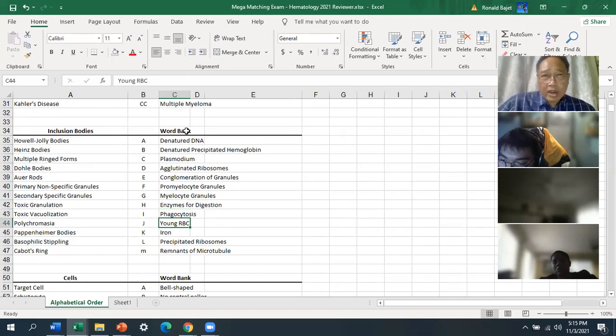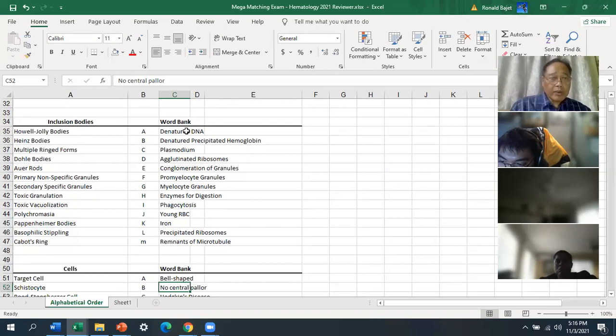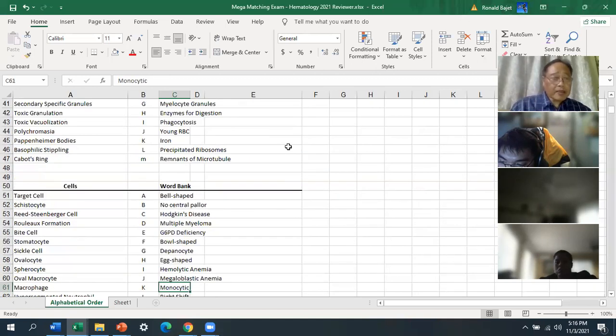Polychromasia, if you see polychromasia in the peripheral smear, that means it's a young RBC. It just got released from the bone marrow. So a young RBC is an indicator for polychromasia. Pappenheimer bodies are made out of iron. Basophilic stippling is precipitated ribosomes. Cabot's rings are remnants of microtubules. So that's what these inclusion bodies are made of. Make sure that you memorize these. Again, the column on the right will be mixed up and you'll just have to match them up.